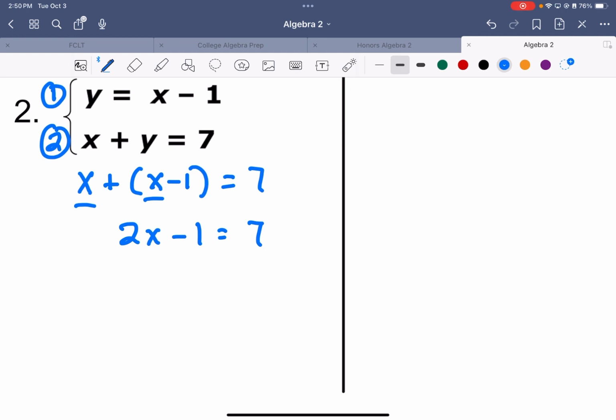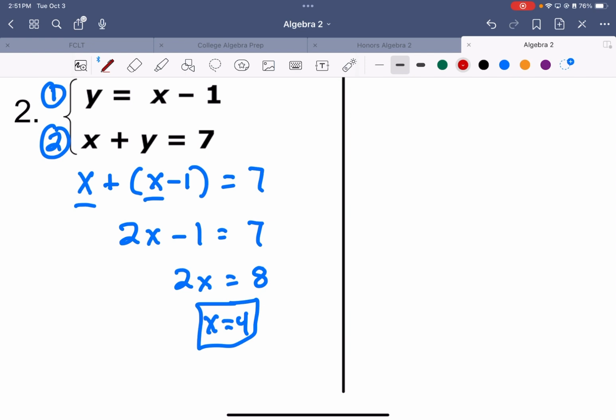Isolate the variable, so I have to add 1 to both sides. 7 plus 1 is 8. Again, at this point, I just think to myself, 2 times what is 8? 2 times 4 is 8. So my solution's got to be 4. That's my x value. Again, if you have to show dividing both sides by 2, do that. That's okay.